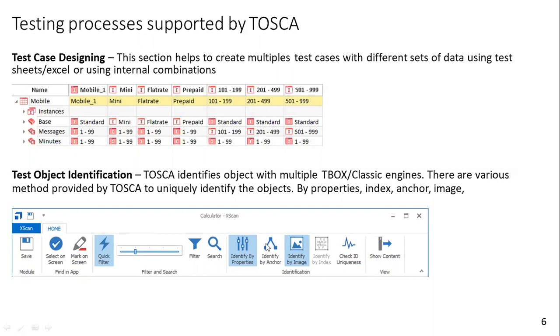The sequence of activities which happens in Tosca is first you get a requirement. For the requirement, you design your test case, and for the test cases which you have designed, you will identify the test objects, and the test objects will be mapped to the test case, and the test case will take the data from test case design. So this all relates from point one to the process.